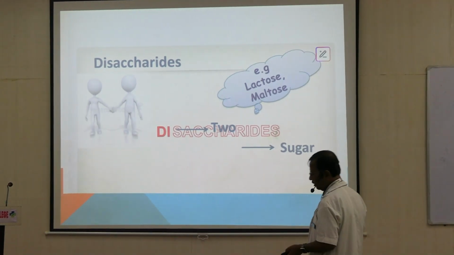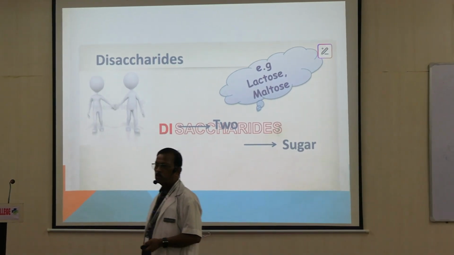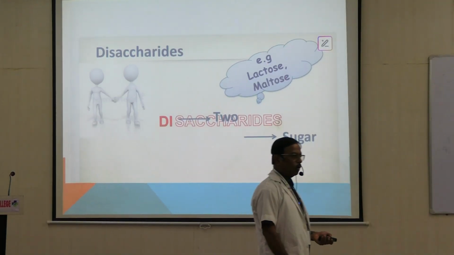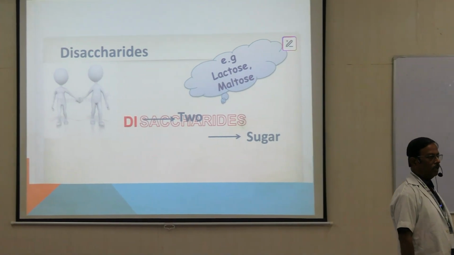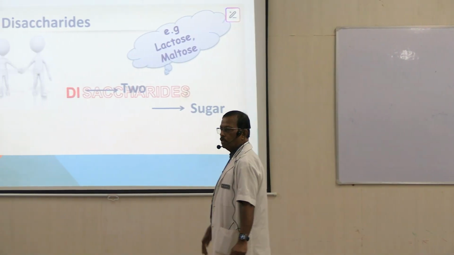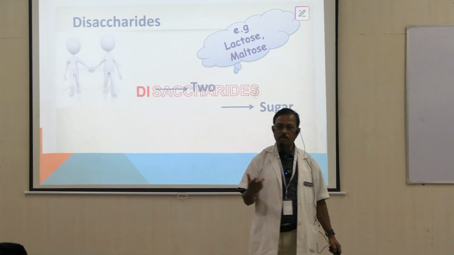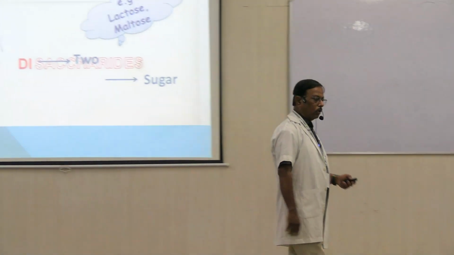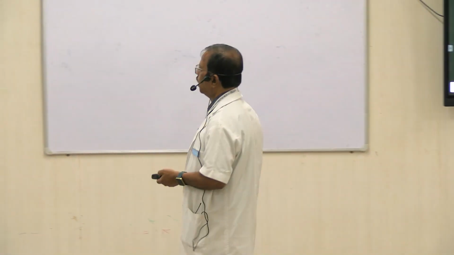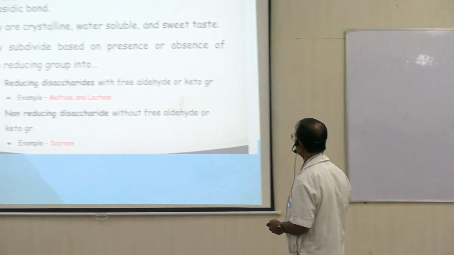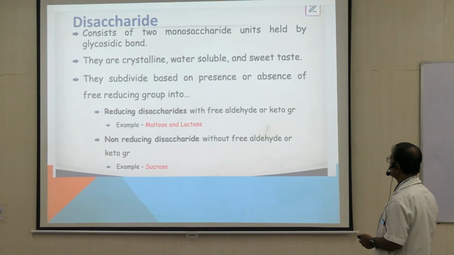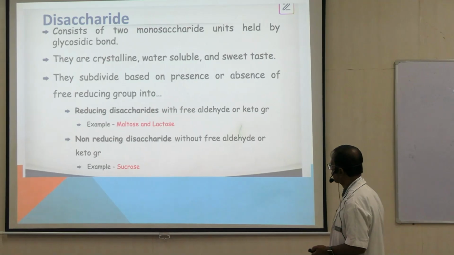Disaccharide. So, as you have been told, there will be 2 monosaccharides bound by glycosidic bond forming a disaccharide molecule. These 2 monosaccharides may be the same monosaccharide or may be different monosaccharides. Okay. So it consists of 2 monosaccharide units held by glycosidic bond. They are crystalline, water soluble and sweet to taste. Okay.